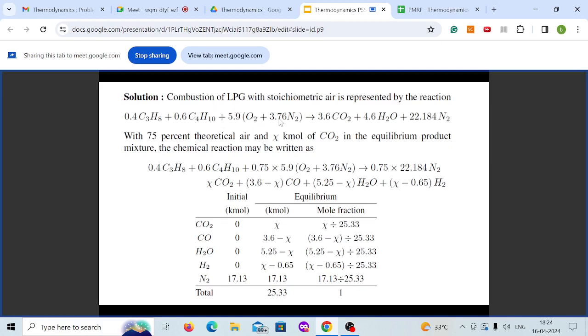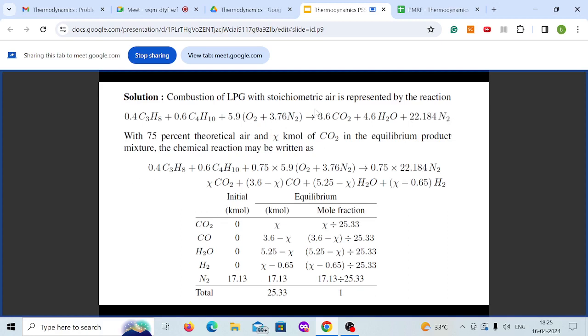Air contains oxygen and nitrogen. So the reaction will look like this: 0.4 C3H8 plus 0.6 C4H10 plus 5.9 times oxygen plus 3.76 nitrogen, which is air, gives 3.6 moles of carbon dioxide plus 4.6 moles of water plus 22.184 moles of nitrogen, which is 5.9 times 3.76.